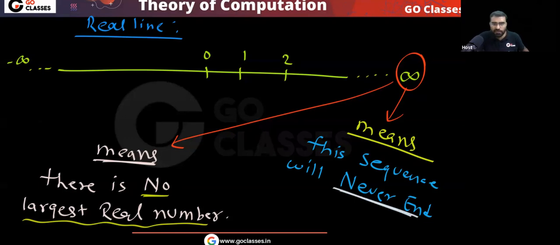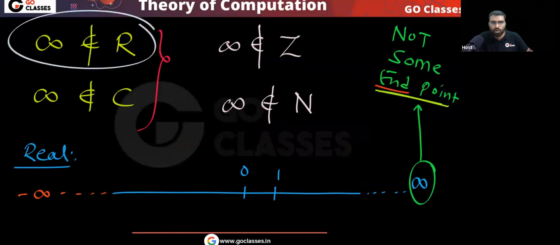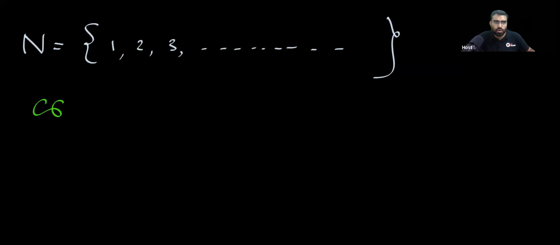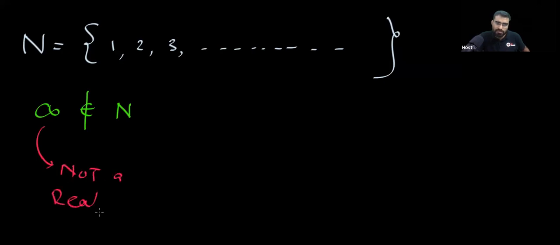Did you understand that infinity is not a real number? Infinity does not belong to your set of real numbers. So infinity is never a real number. Yes or no? So when you write the set of natural numbers 1, 2, 3, and so on, will you ever get this? Please tell me. No, you will never get this. So please understand that this is not a number. This thing does not belong to the set of natural numbers, because this is not a real number.